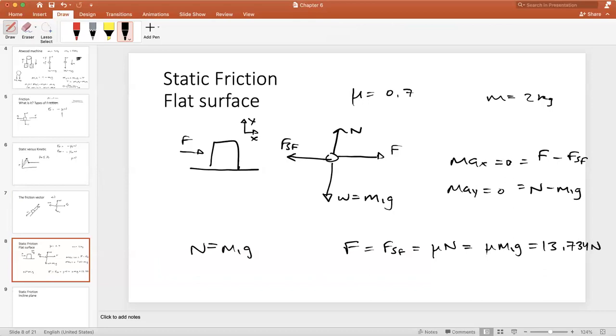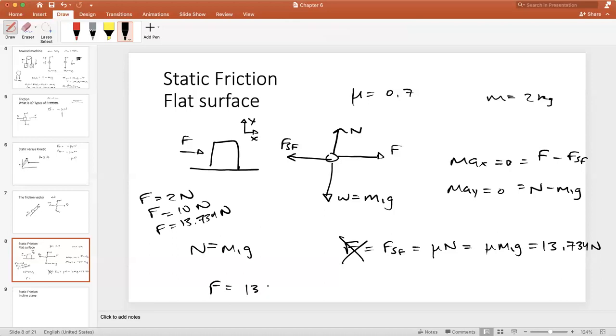That is the force of static friction. Forget this for a minute. The force of static friction has a magnitude of 13.734 newtons. If my force is 2 newtons, the block doesn't move. If my force is 10 newtons, the block doesn't move. If my force is 13.734 newtons, my block doesn't move.